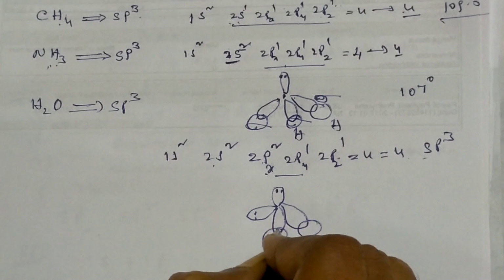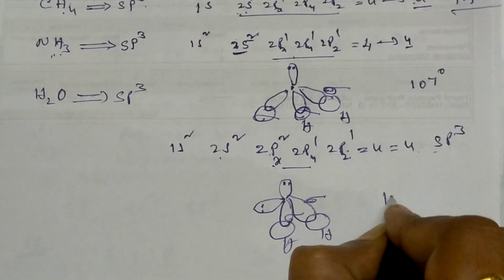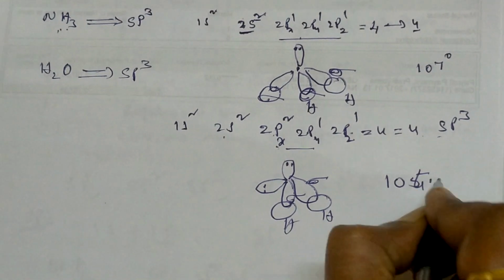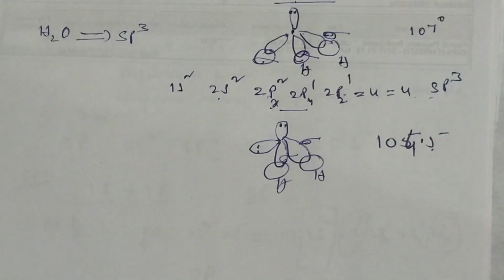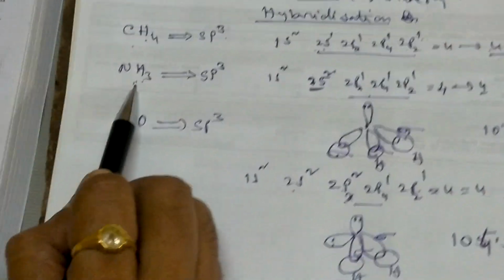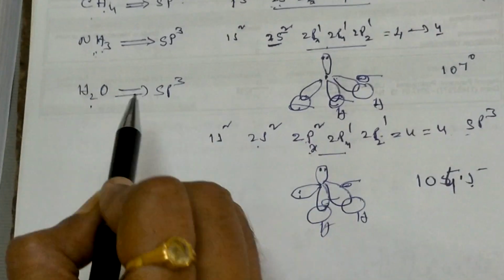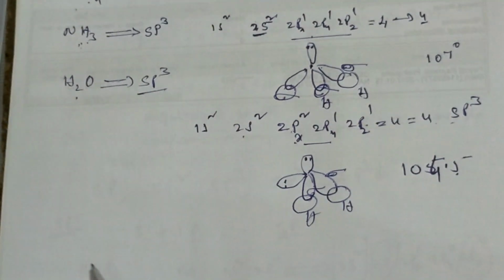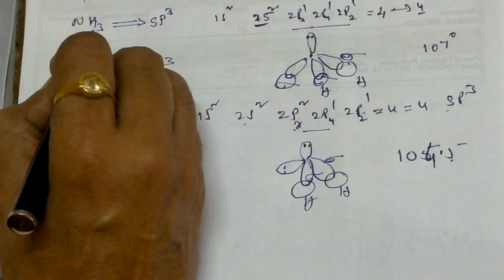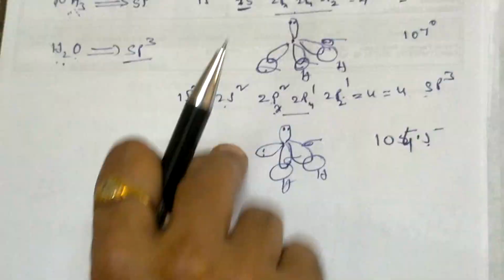So it looks like a bent shape, and the bond angle is 105 only, actually 104.5. So this is interestingly difficult. Methane is sp3, ammonia is also sp3 with 1 lone pair, and H2O is also sp3 with 2 lone pairs, a bent structure, not exactly tetrahedral, but sp3 hybridization only. Don't get confused, because it is forming only 2 bonds here, 3 in ammonia, and 4 is perfect. Because sp3 means 4 orbitals.